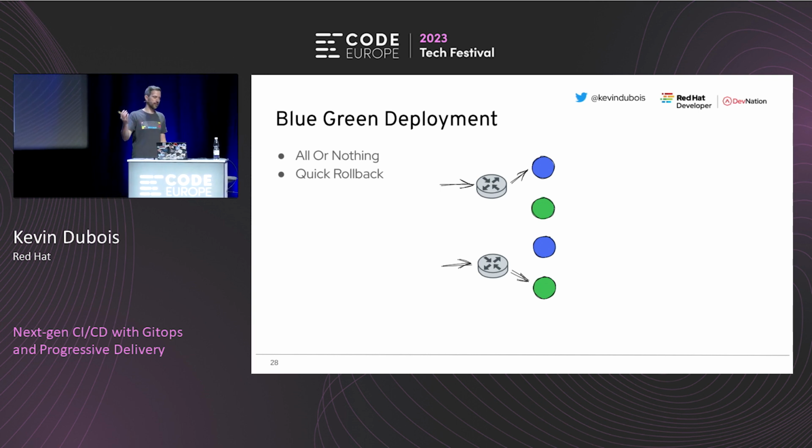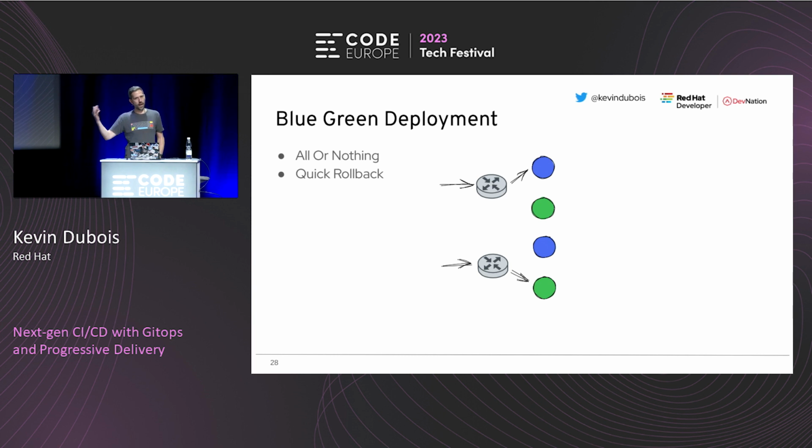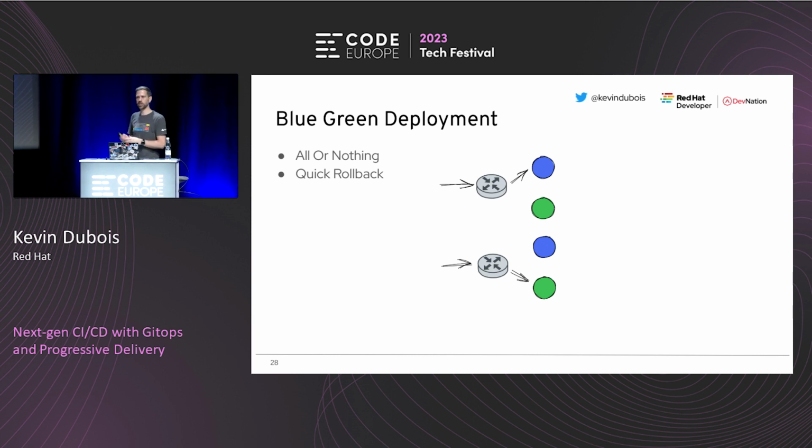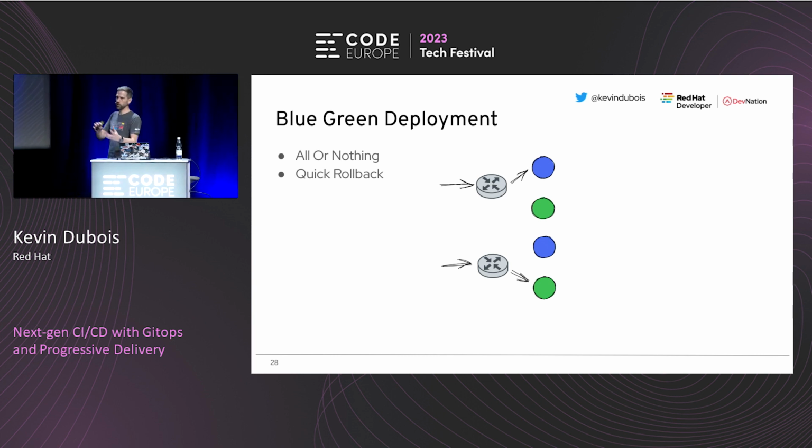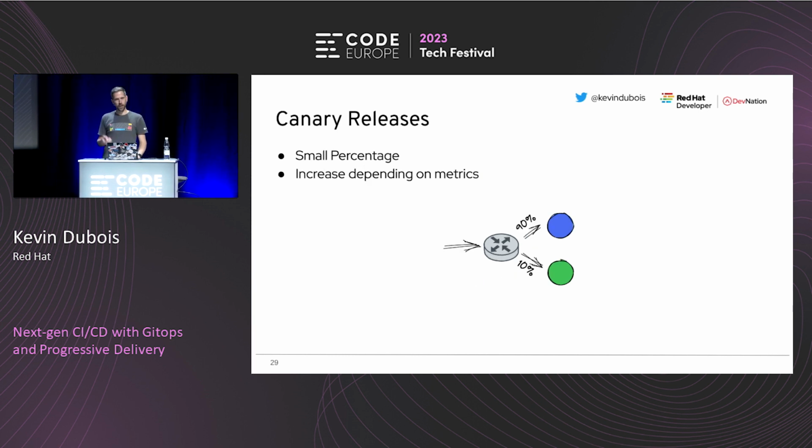If you have stateful services where you have a database that also changed the version, you need more of a rollback plan than just saying I'm going to roll back my application. But aside from that, it works pretty well.